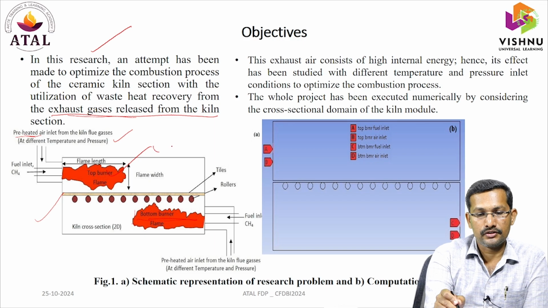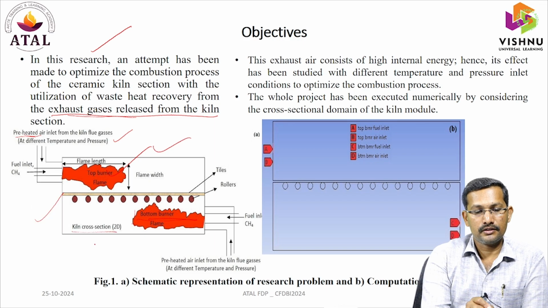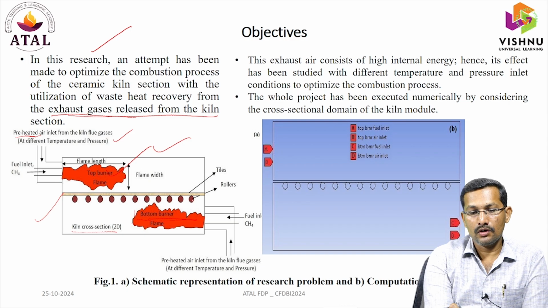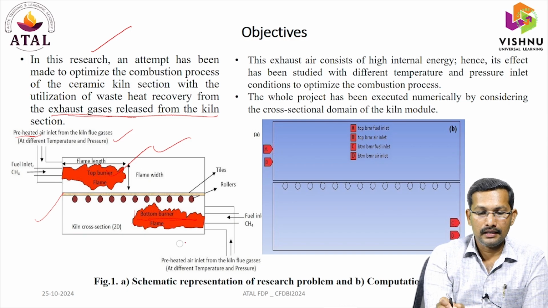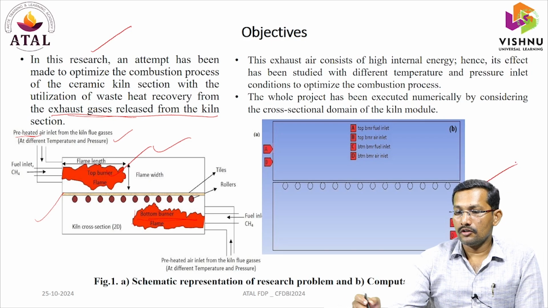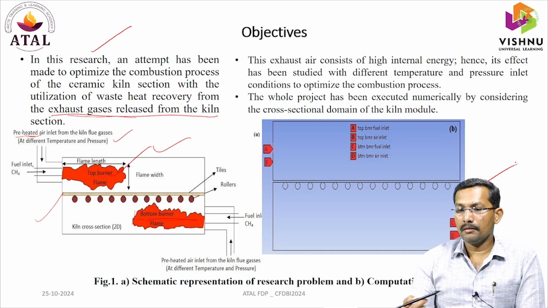This is the kiln cross section. This is the complete kiln cross section. Okay, these are the tiles and these are the rollers. Now this is the bottom burner, and this is the left burner and right burner, like top and bottom burners. This is the computational domain.